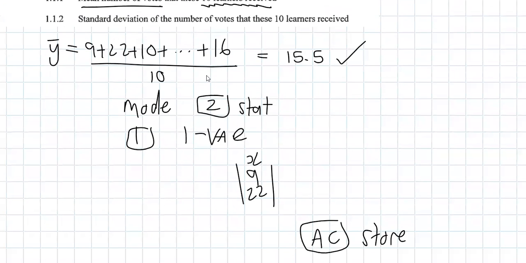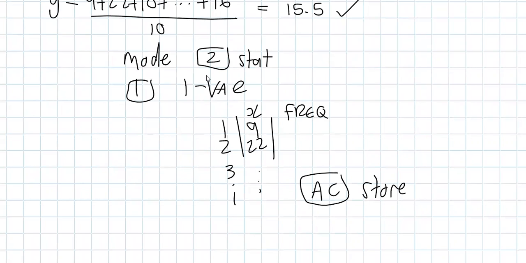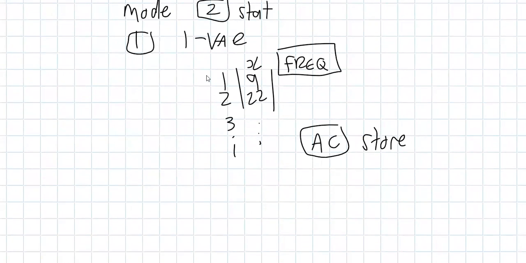If you notice that you don't have a frequency column, I want you to add this frequency column. So if this is not on your calculator, here is quickly how to add it. You might not need it for CAPS, but it's better to have the frequency column added.